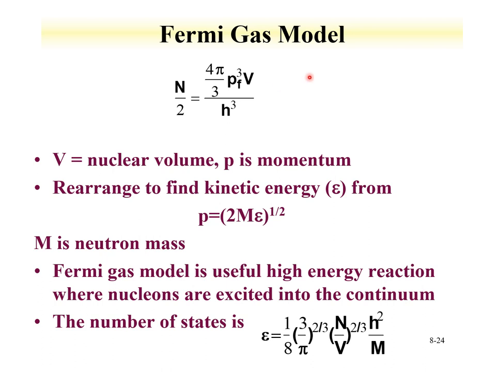The Fermi gas model has some equations associated with it that describe the momentum of the particles and the nuclear volume. From this, you can rearrange to find the kinetic energy of particles. The real utility of the Fermi gas model is for high energy reactions where nucleons go into the excited state. And you can use this to describe nuclear reactions where a compound nucleus is made and neutrons boil off.